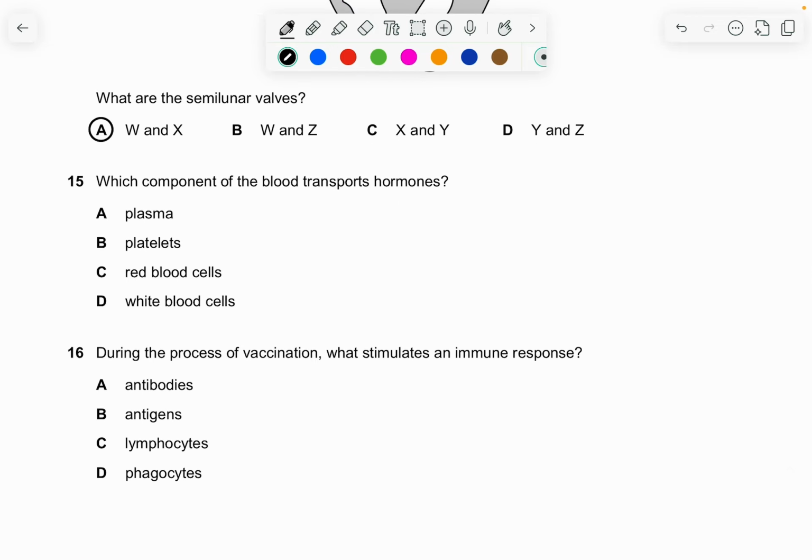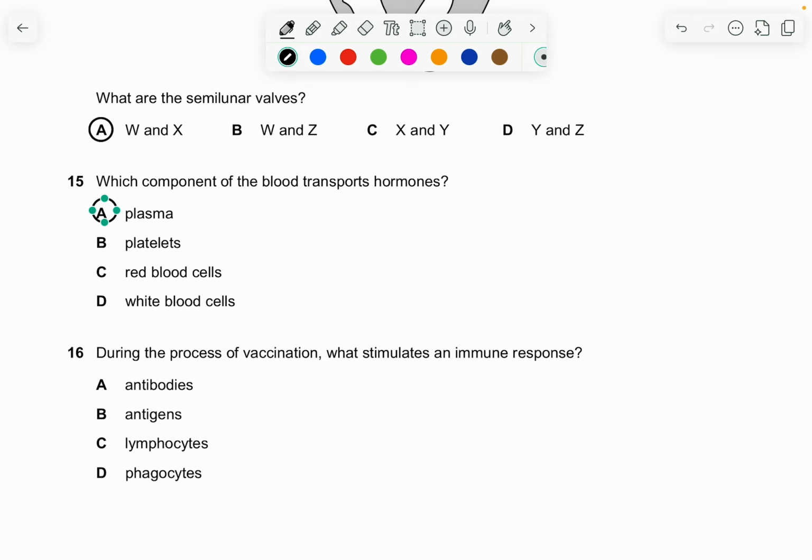Question 15. Which component of the blood transports hormones? Hormones are found in the plasma, because plasma is one of the largest components inside blood. Looking at the composition of blood, plasma is the biggest in terms of volume.